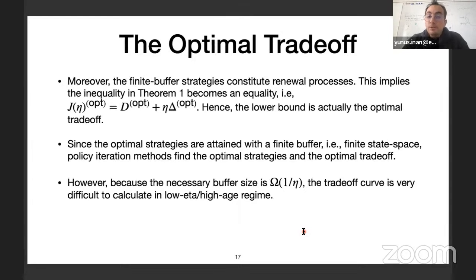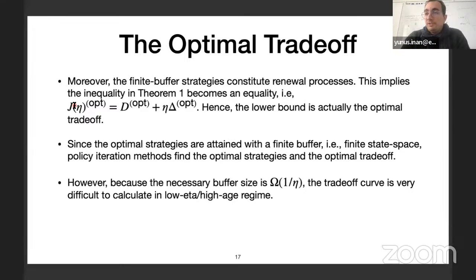Furthermore, since we have shown that we can attain the optimal strategies in a finite buffer, these finite buffer strategies constitute renewal processes. And renewal processes have nice ergodic properties. Ergodic are the properties that imply that the time average converges to something. And this actually implies that the inequality in Theorem 1 becomes an equality. As you remember, the inequality in Theorem 1 was exactly the same, but for the finite buffer strategies, this becomes an equality because we can also have the same lower bound in the right-hand side as an upper bound. So these D plus eta delta lines are squeezed in between J opt. So this will be an equality in the end.